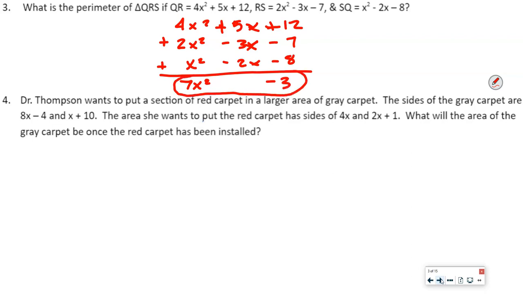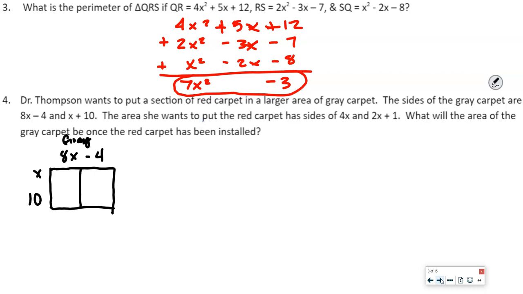Okay, so the next one says, Dr. Thompson wants to put a section of red carpet in a larger area of gray carpet. We have gray carpet that has sides of 8x minus 4 and x plus 10, right? So we're going to find the area of the gray carpet first, and I'm going to do that with our box method, okay?